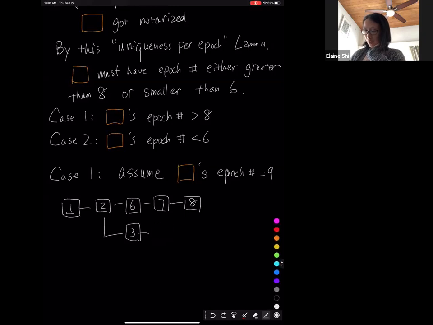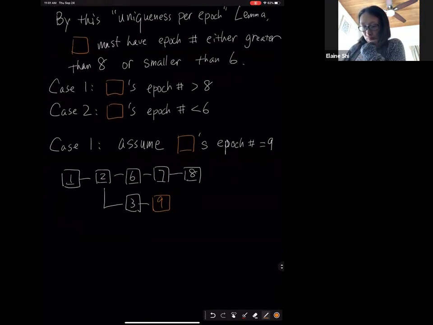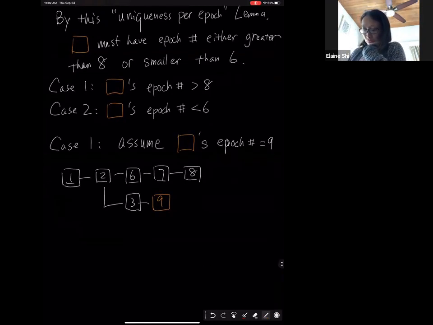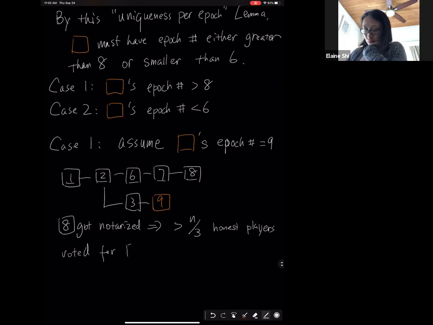Okay, I will draw this as an orange block, just as before. Okay, so the proof says, first we know that 8 got notarized in the honest view. This means strictly more than n/3 honest players voted for it in epoch 8. More than n/3 or 2n/3.